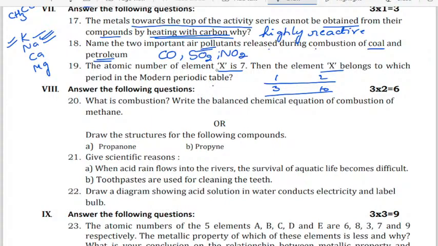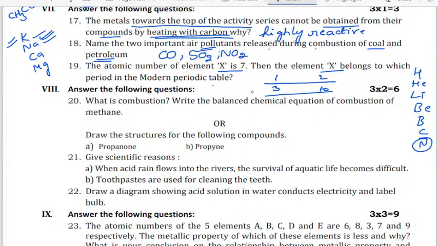So the atomic number of the element is 7. Which is the seventh element? The third element is lithium, then beryllium, boron, carbon, nitrogen, oxygen. You have to find out the seventh element. Very clear. Remember, the atomic number of the element is 7. When we start from hydrogen, it is helium, lithium, beryllium, boron, carbon and nitrogen. The seventh element is nitrogen.